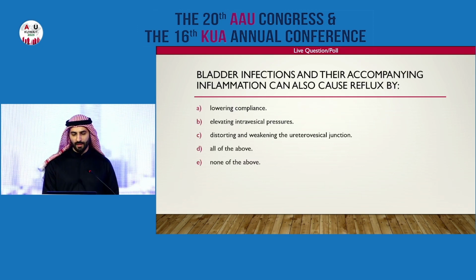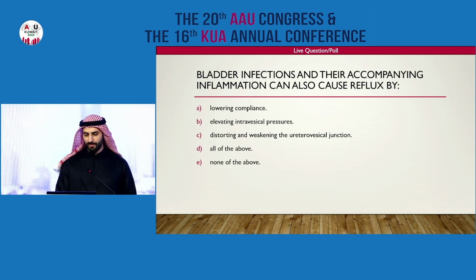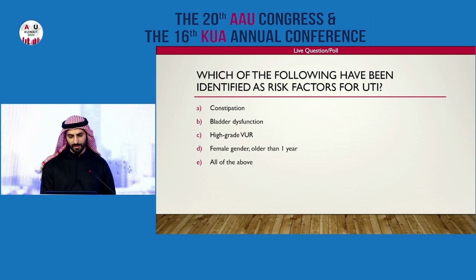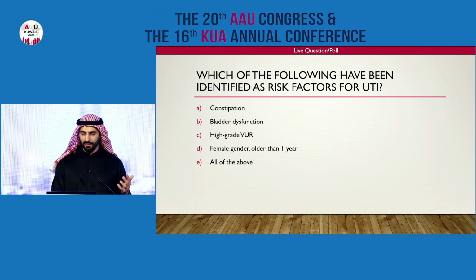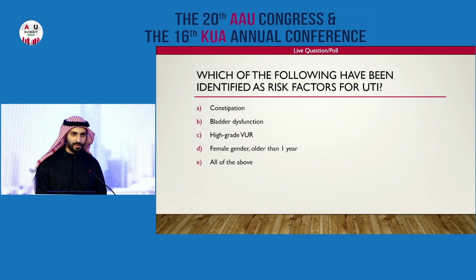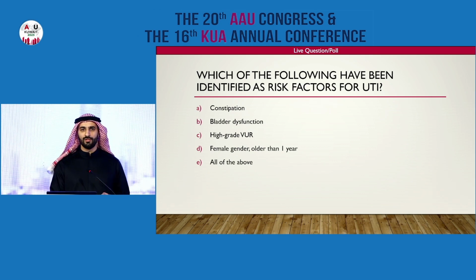Other ways that infection of the bladder can cause reflux are all of the above, basically. It lowers compliance, elevates pressure, and all the things mentioned. It's also very important to speak about other factors like constipation and bladder dysfunction. Some studies have shown that around 60 percent of kids with UTIs are somewhat constipated. These are important factors that I wanted to mention briefly.